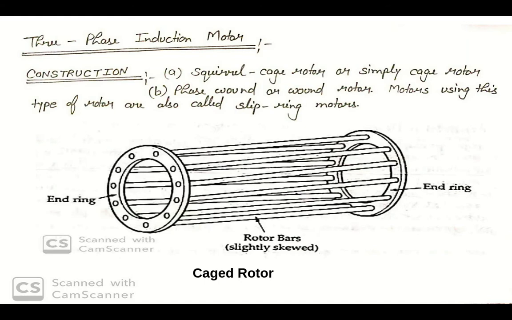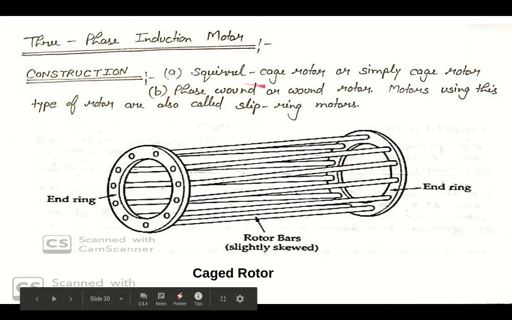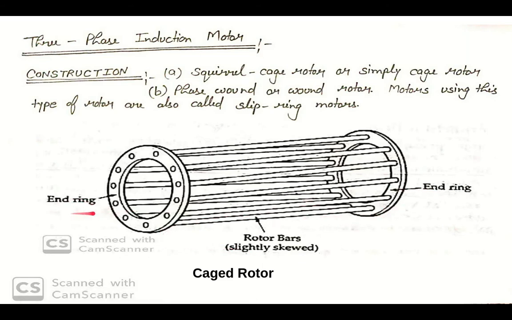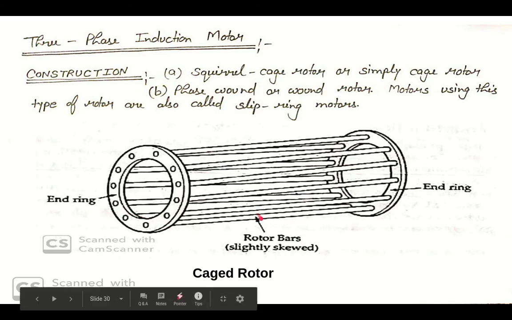So on the basis of rotor, we have two types of construction. First is the squirrel cage rotor, you can see a squirrel cage rotor, and second one is the phase wound rotor. The phase wound rotor machine is also known as slip ring motors. This diagram represents your cage rotor. Here you can see these are your end rings, and this is your rotor bar.